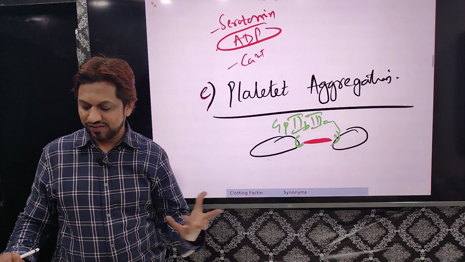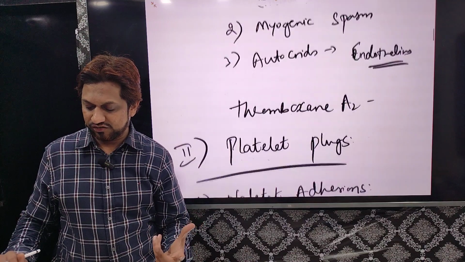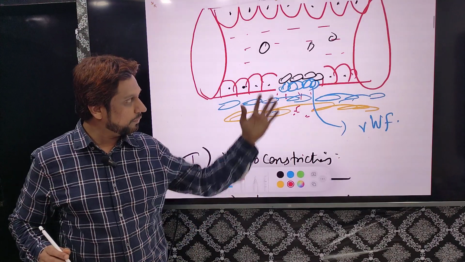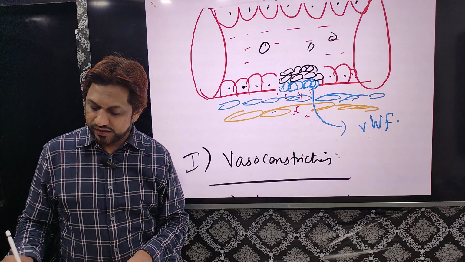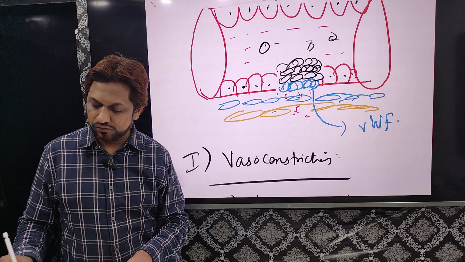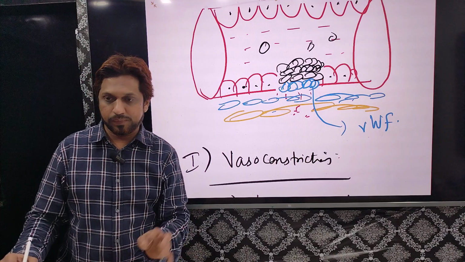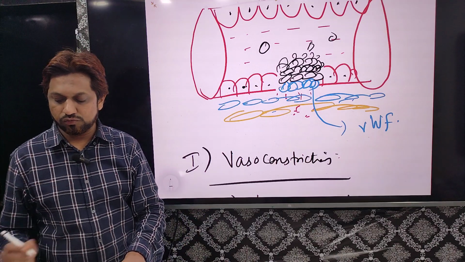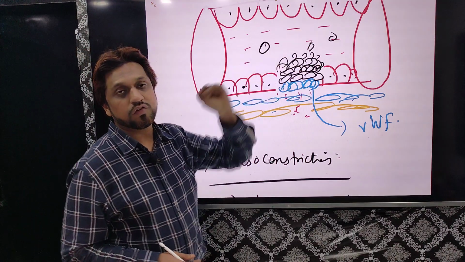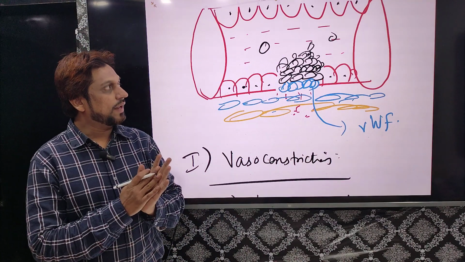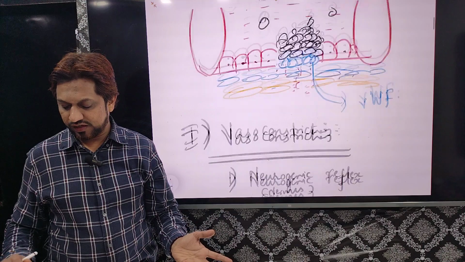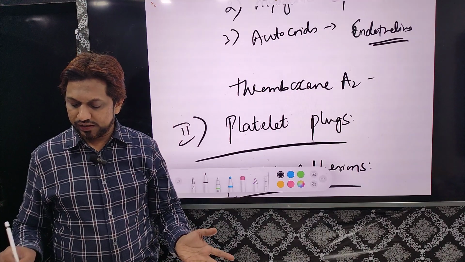Now once it is activated, there is platelet aggregation. So normal platelets, the surrounding platelets, will aggregate here. Thromboxane A2 and ADP, these chemical substances will help you. Even thromboxane A2 will cause vasoconstriction. So once they are aggregated, they form a platelet plug. That is the second process, that is they form a platelet plug.